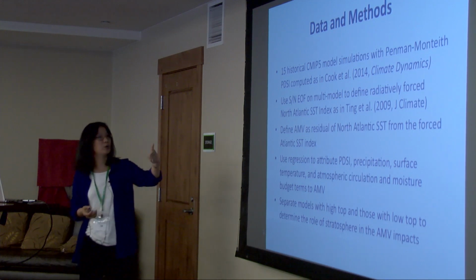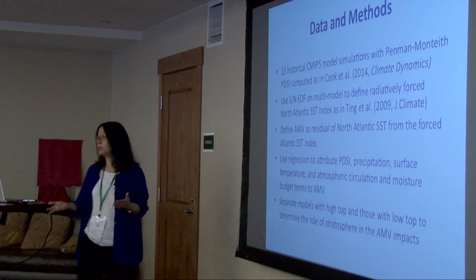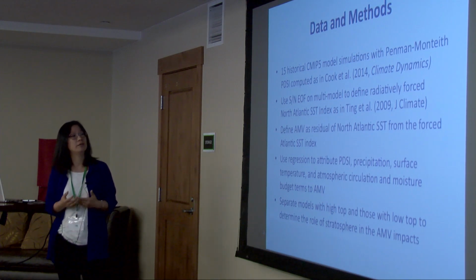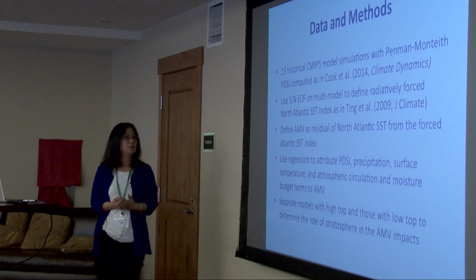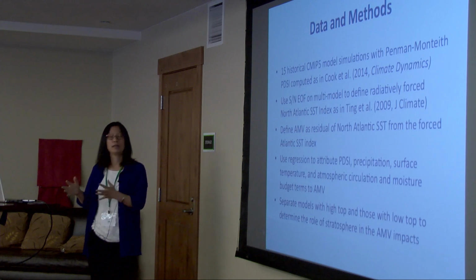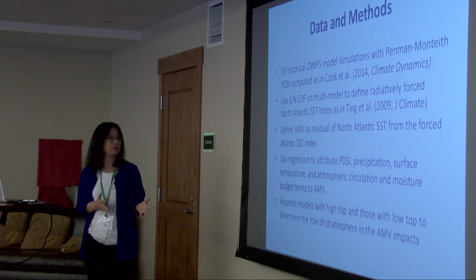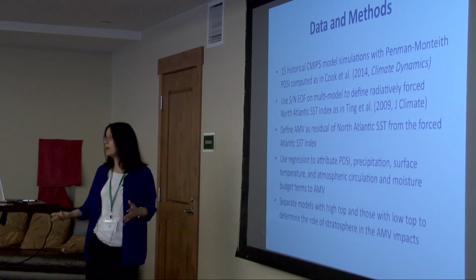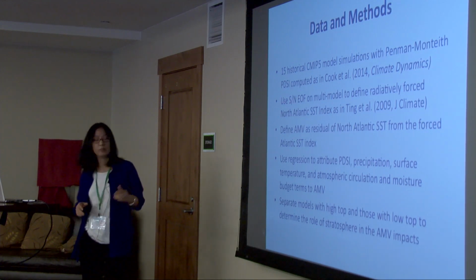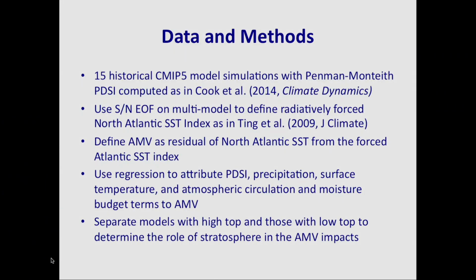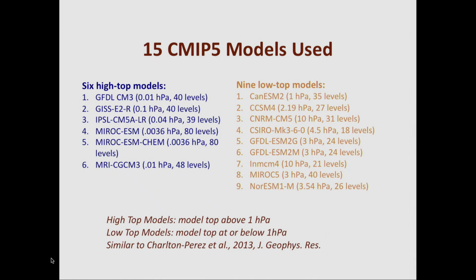We'll be using signal-noise UF, which we used in previous studies to separate the radiative forced component and the natural component. Then we'll use regression to look at the relationship between the PDSI, precipitation, surface temperature, relation to AMV, and also the forced component in some of the plots. Again, we'll be looking at models with high top versus low top, just to learn about the role of the stratosphere in this case. So here are the 15 CMIP5 models.